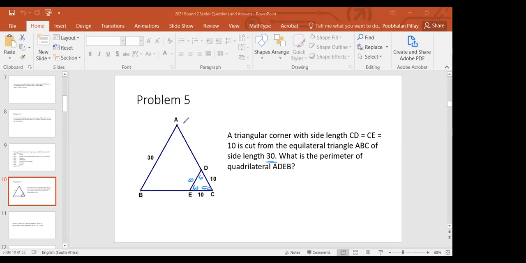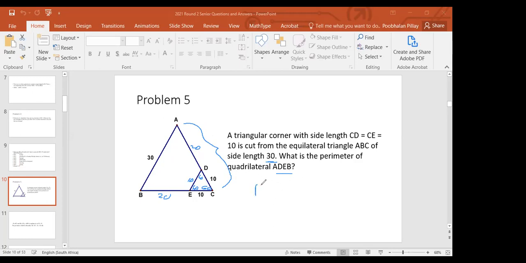So from here to here, it's 30. This 10 here, if you take it out from there, you get 20 here. I needed this because this is another side of the quadrilateral under investigation. And for similar reasons, that side there is also 20. So now we have all four sides of quadrilateral ADEB.